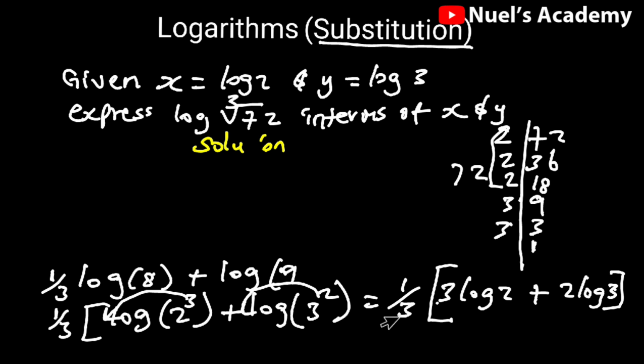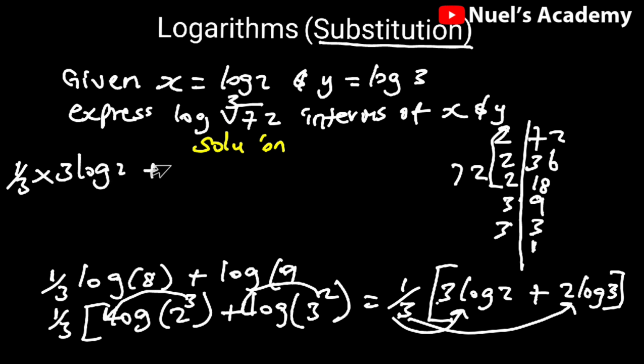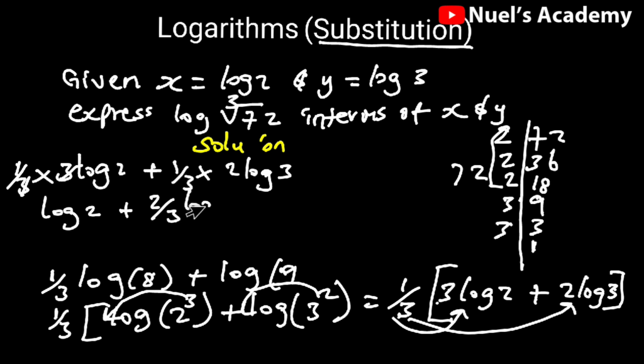So let's distribute 1 over 3 to this bracket. So 1 over 3 times 3 log 2, plus 1 over 3 times 2 log 3. So this 3 and this 3 will cancel. We have log 2 plus, then 1 over 3 times 2 will give us 2 over 3 log 3.